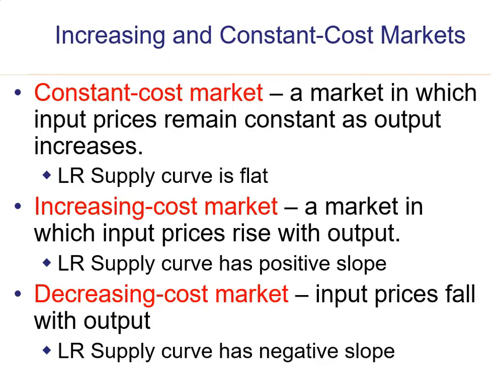But there could also be this third scenario where you have a decreasing cost market structure. So this is the case where, hey, you expand your output and your input prices fall. They get lower as output expands. In this case, a long-run market supply curve would be negative. Let's talk about that scenario now.